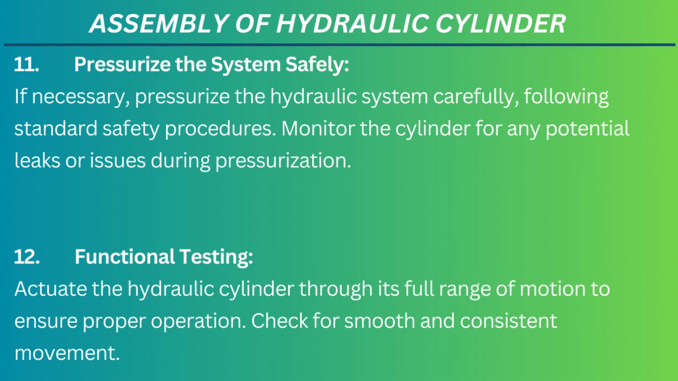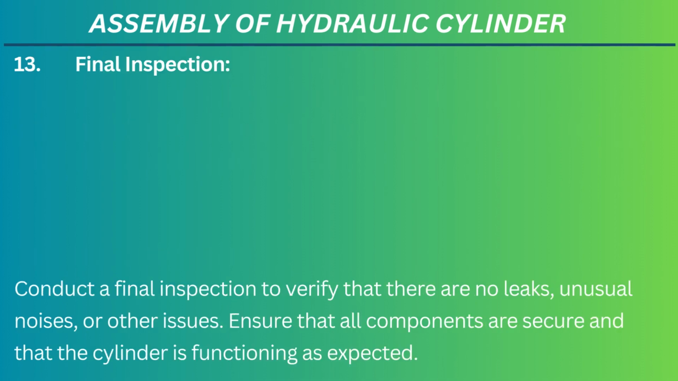12. Functional testing. Actuate the hydraulic cylinder through its full range of motion to ensure proper operation. Check for smooth and consistent movement. 13. Final inspection. Conduct a final inspection to verify that there are no leaks, unusual noises, or other issues. Ensure that all components are secure and that the cylinder is functioning as expected.